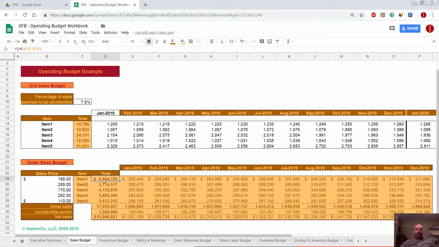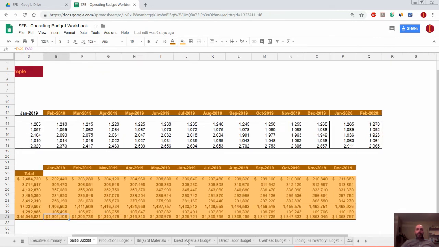So the math gets done down here. This is the total by item in this column, and this is the total by month for each item, January through December of 2019, and all that is the sales price multiplied by the units in a given month. See here on the gross sales line how we have an estimated gross sales sum of all the items for a given month. Then we have to address those pesky uncollectible sales, and those are entered down here and deducted from the gross sales to give us a net sales amount. So that's the sales budget.